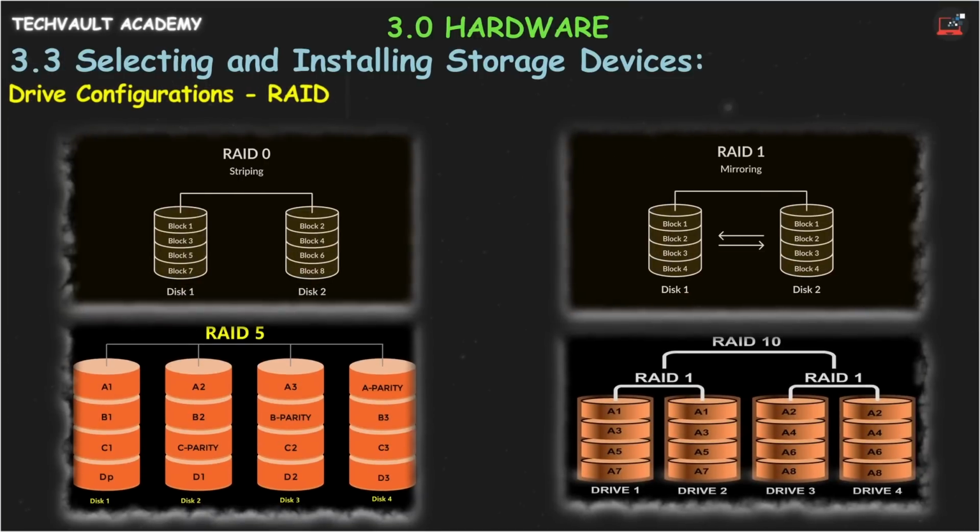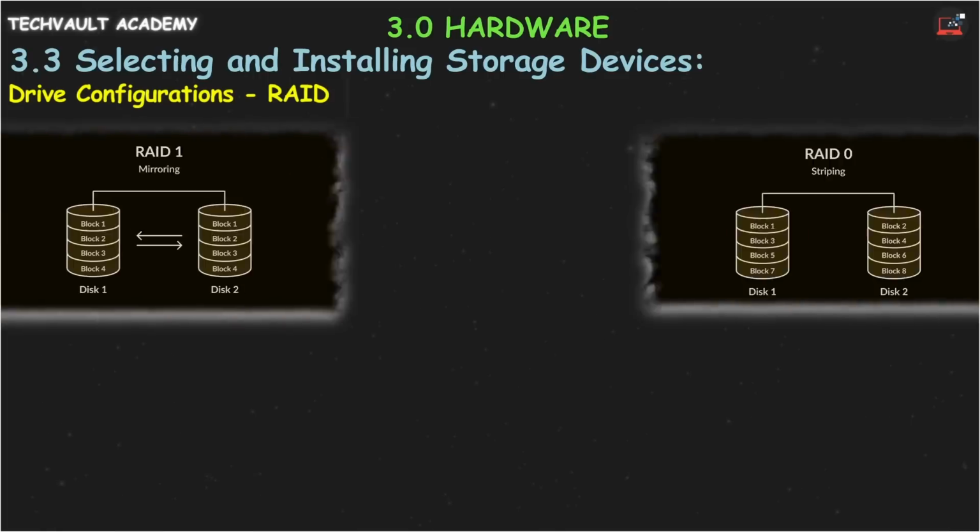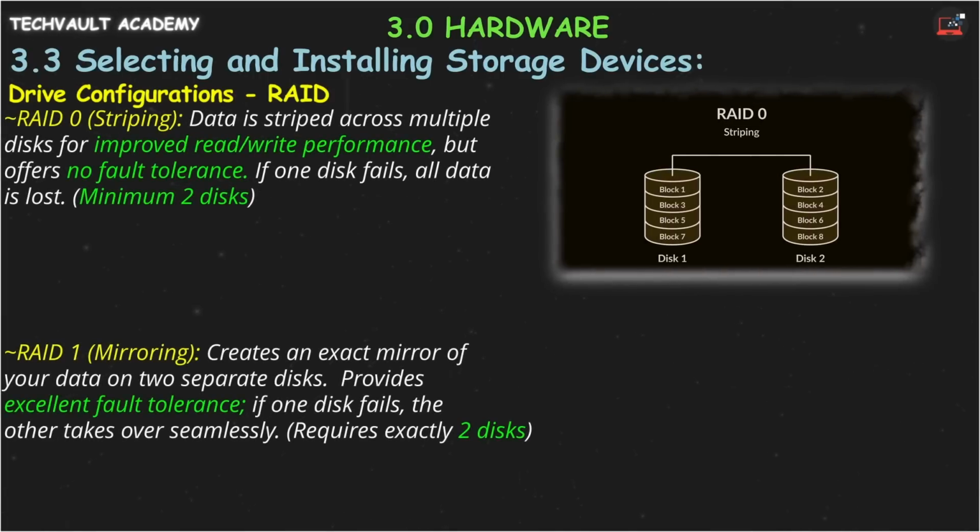Drive configurations. RAID, redundant array of independent disks. RAID offers a way to combine multiple physical disks into a single logical unit, potentially enhancing performance, data security, or both. Here are some common RAID configurations. RAID 0, striping. Data is striped across multiple disks for improved read-write performance, but offers no fault tolerance. If one disk fails, all data is lost.